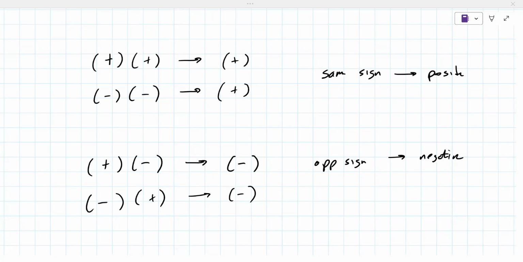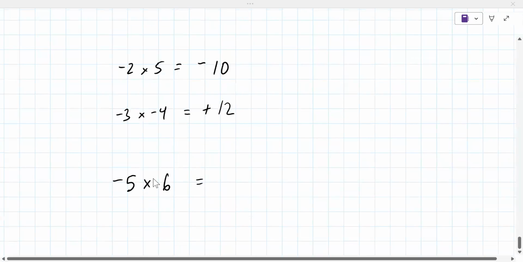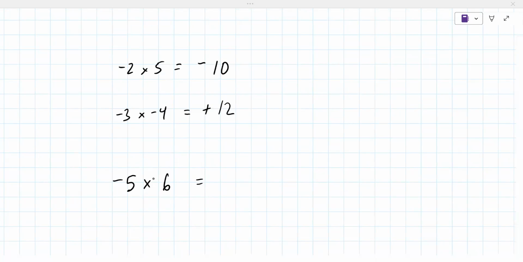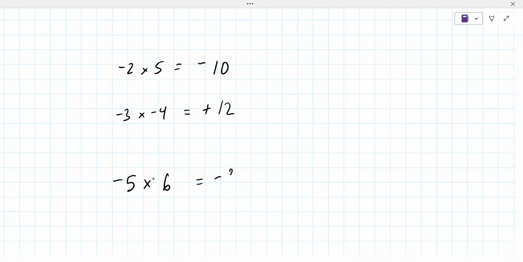All right, I'm back. Sorry, I had to check something. No problem. So did you get this down? Can we take a look at some more problems? All right, so we get -5 times 6. What does that become? Different signs, so it would be a negative. So that would just be 5 times 6, which is 30. Negative 30. Good.